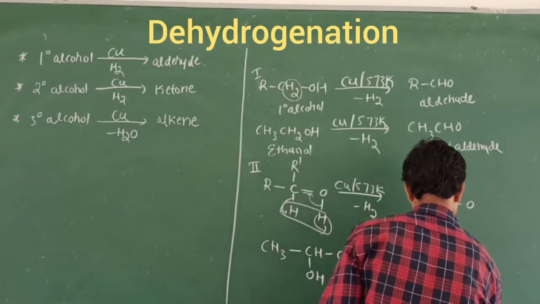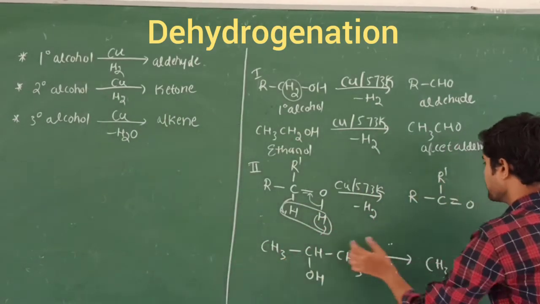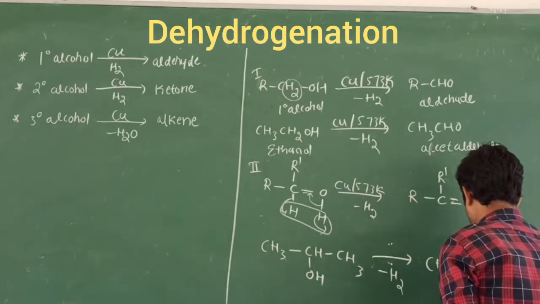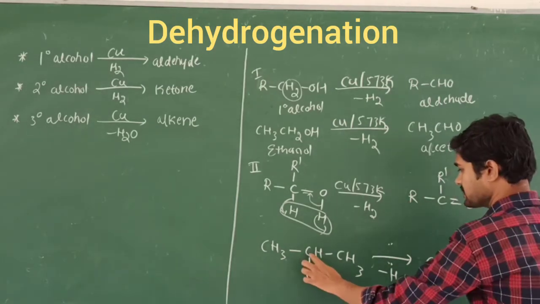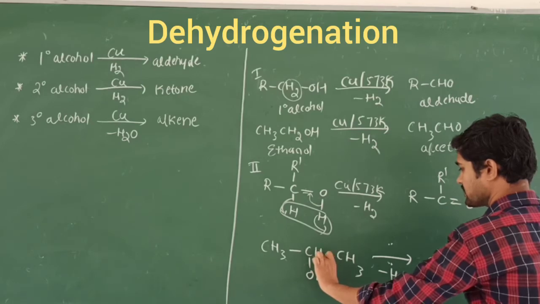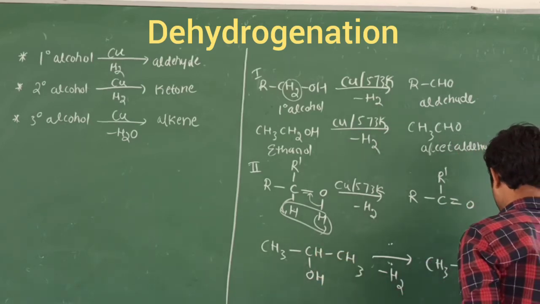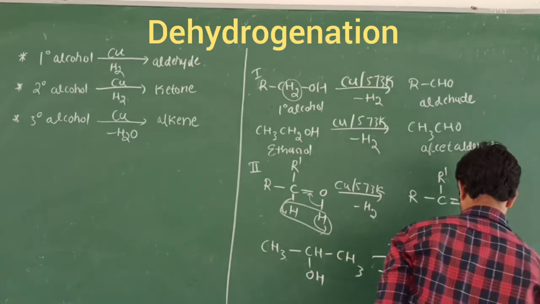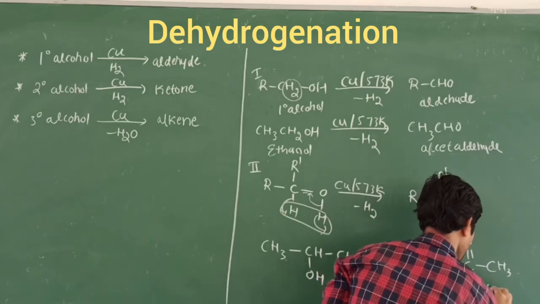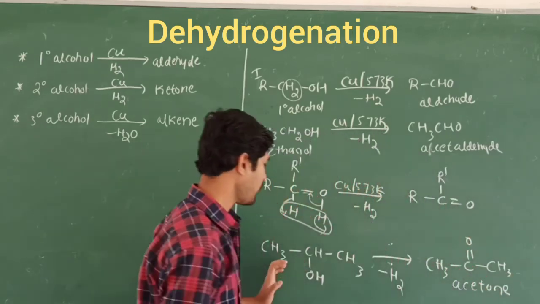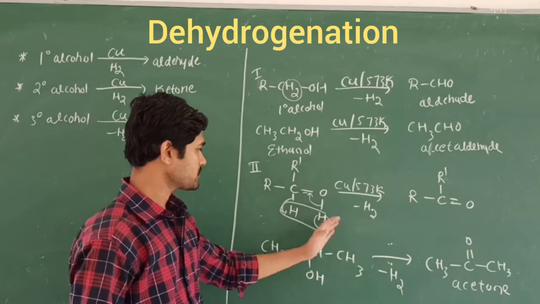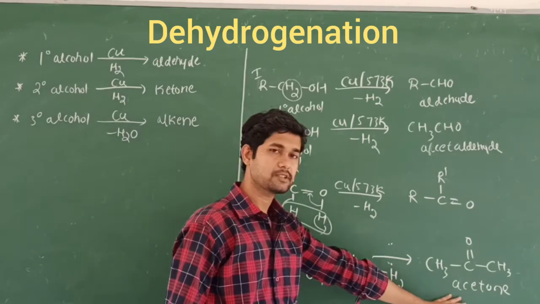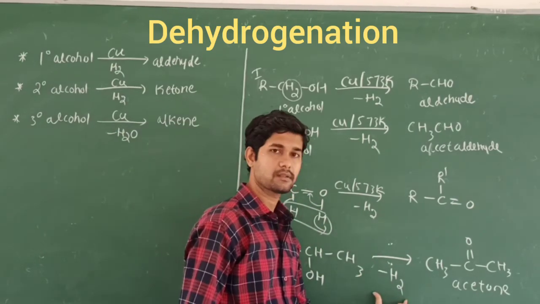That is CH3 C double bond O CH3. This hydrogen has been removed, and what remains is CH3. Its name is acetone. So this is isopropyl alcohol, and when it undergoes the reaction, we obtain acetone. We have removed the hydrogen gas.